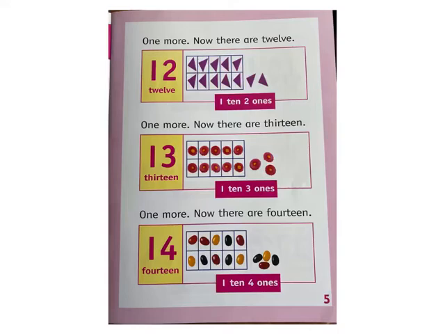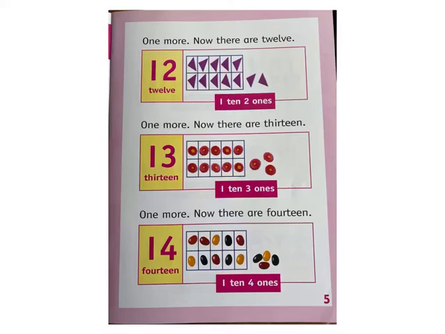One more. Now there are 13. There is 1 10 and 3 1s. In this picture it looks like we have some flowers. You might like to count them just to check. You know you don't need to count the 10 frame. We know that's 10, so we can just count on from 10. So we have 11, 12, 13.